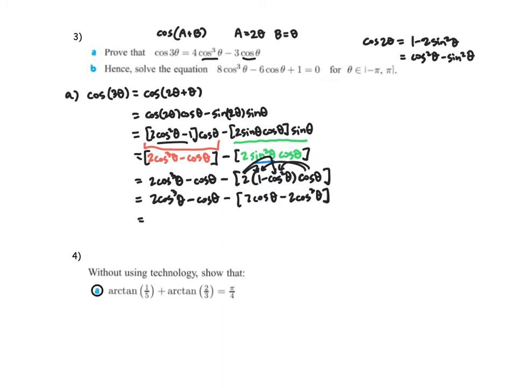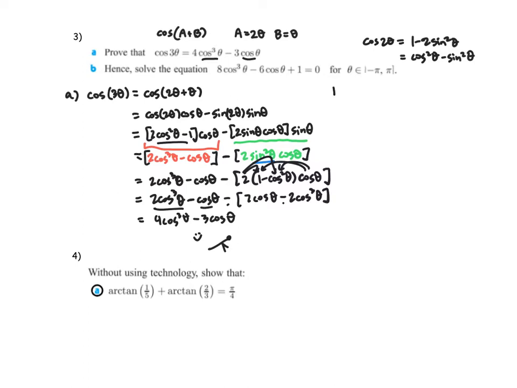All right, so let's finish it off. 2 cosine cubed minus a negative cosine, 2 cosine cubed. That's 4 cosine cubed theta. And then negative cosine minus 2 cosine theta is a negative 3 cosine theta. There we go. We got what we wanted. Check, smiley face, person doing push-ups, gains.